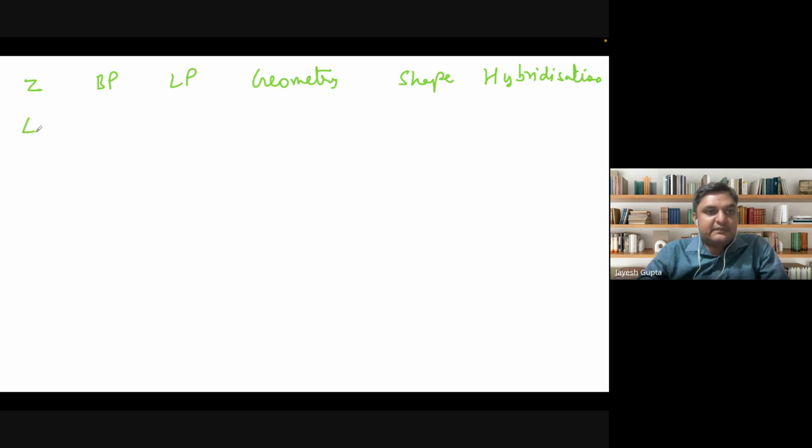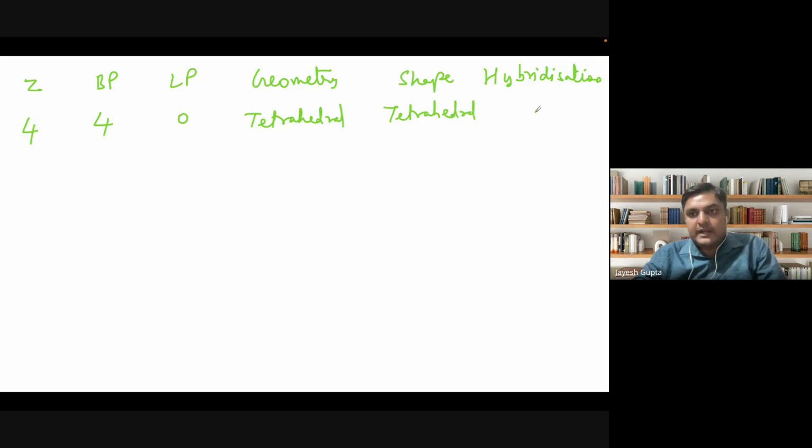Starting with Z value 4. First we take the entire steric number four as bond pairs only. Lone pair is zero. I told you that geometry and shape are the same when lone pair is zero. So here geometry will be tetrahedral, shape will also be tetrahedral, and hybridization will be sp3.